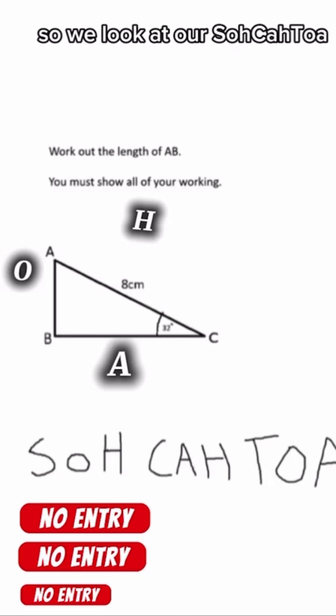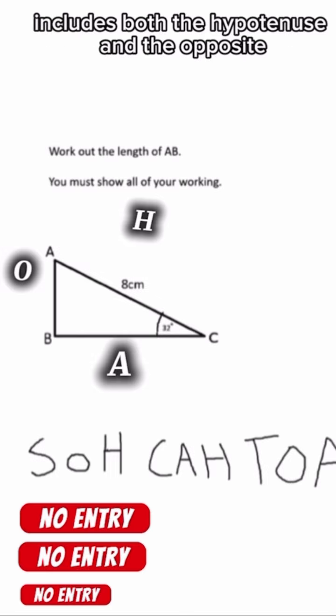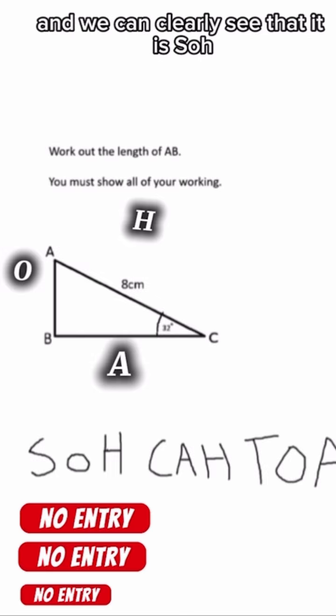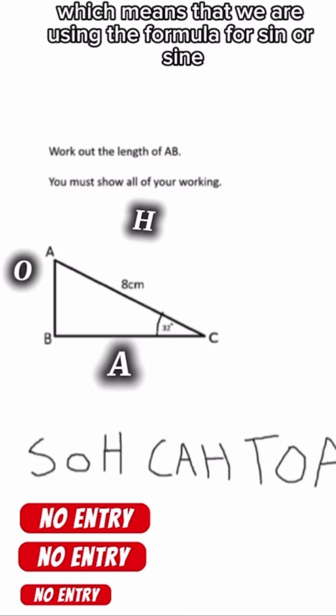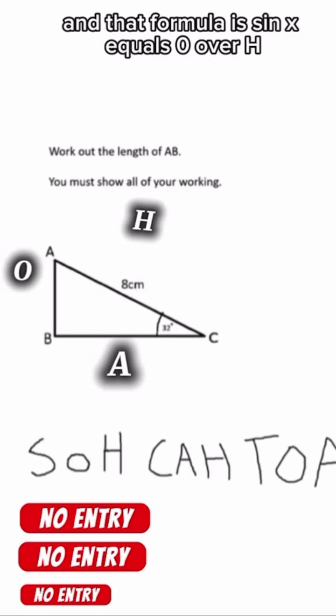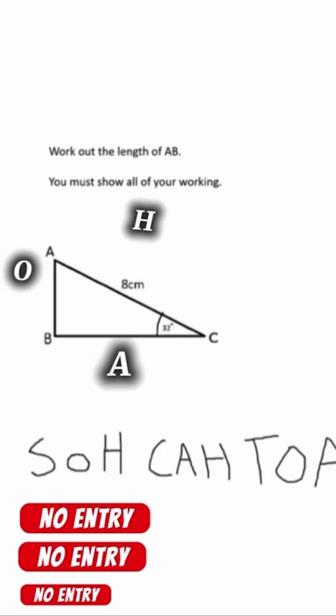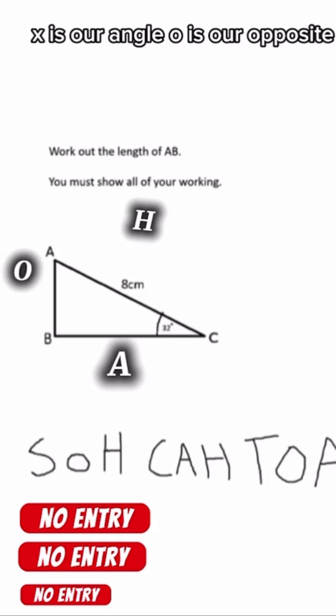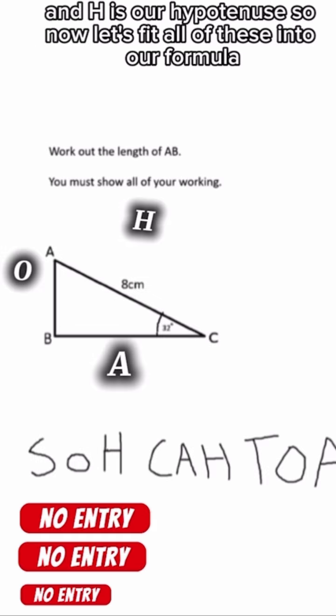So we look at our SOHCAHTOA and we figure out which one includes both the hypotenuse and the opposite. And we can clearly see that it is SOH, which means that we are using the formula for sin, or sine. And that formula is sin x equals O over h. x is our angle, O is our opposite, and h is our hypotenuse.